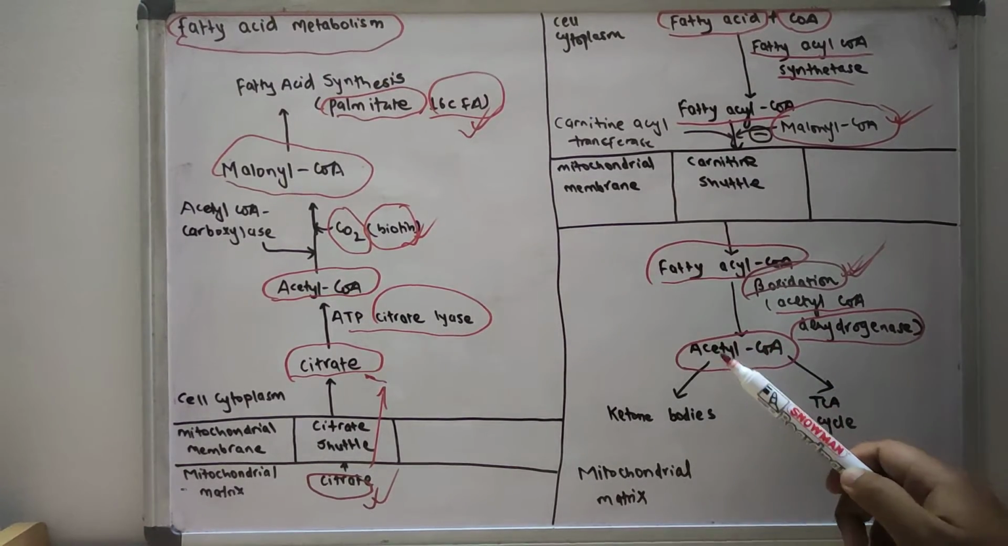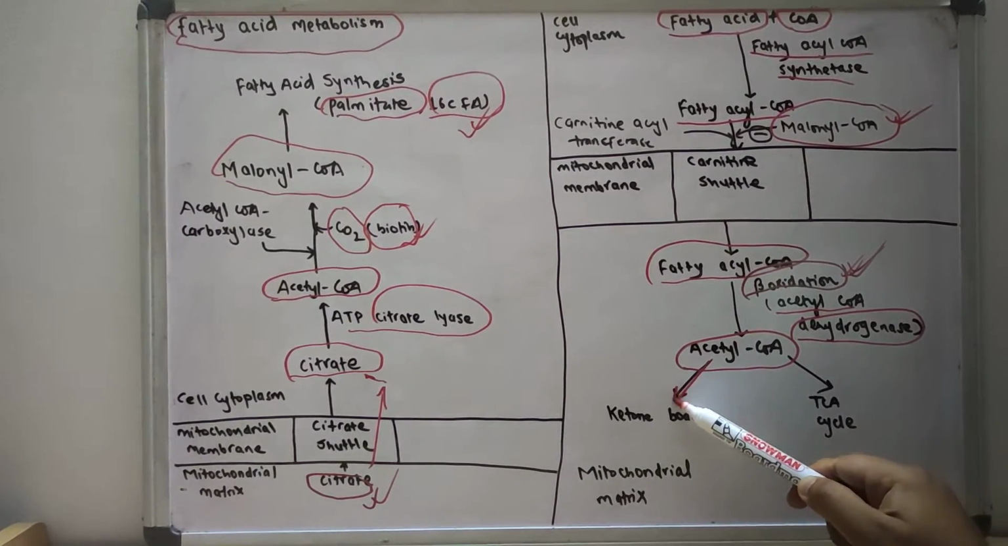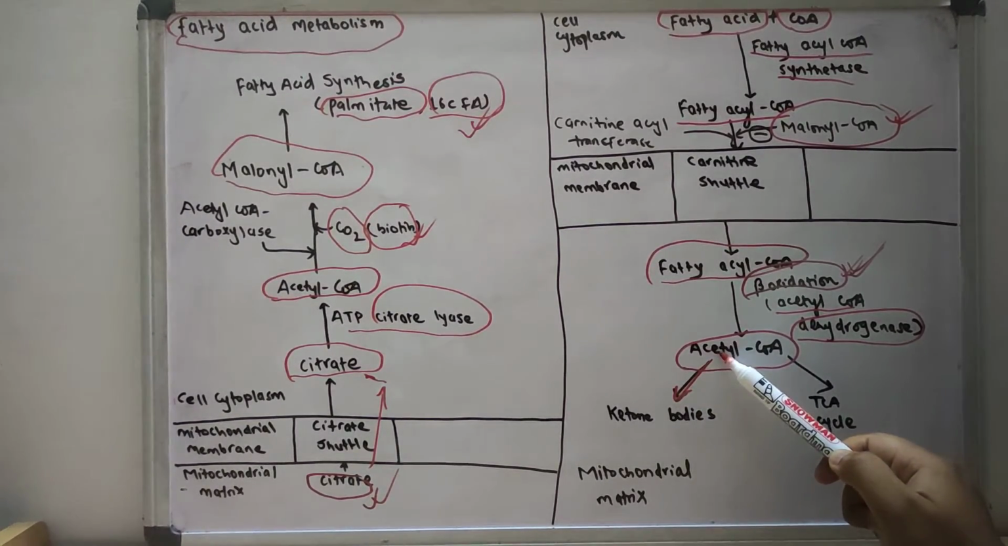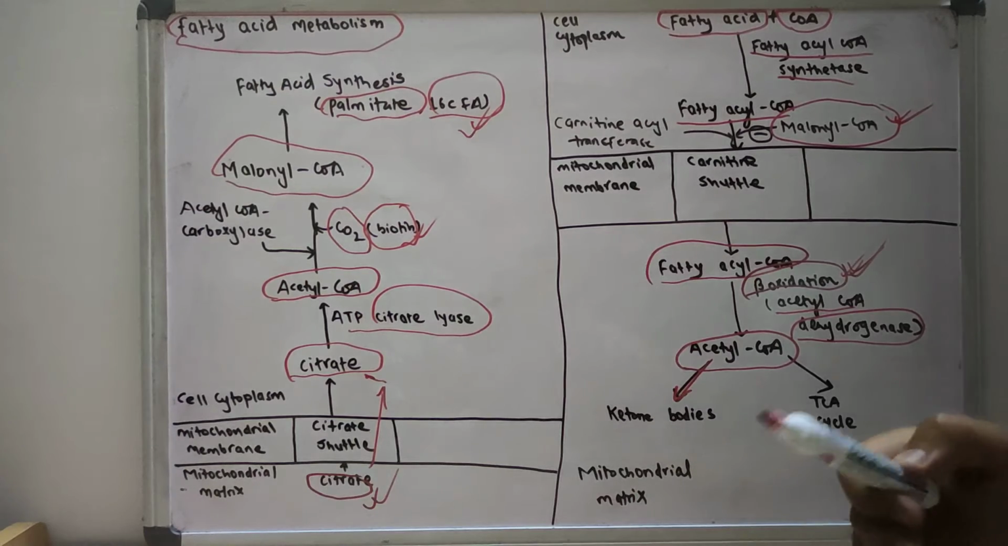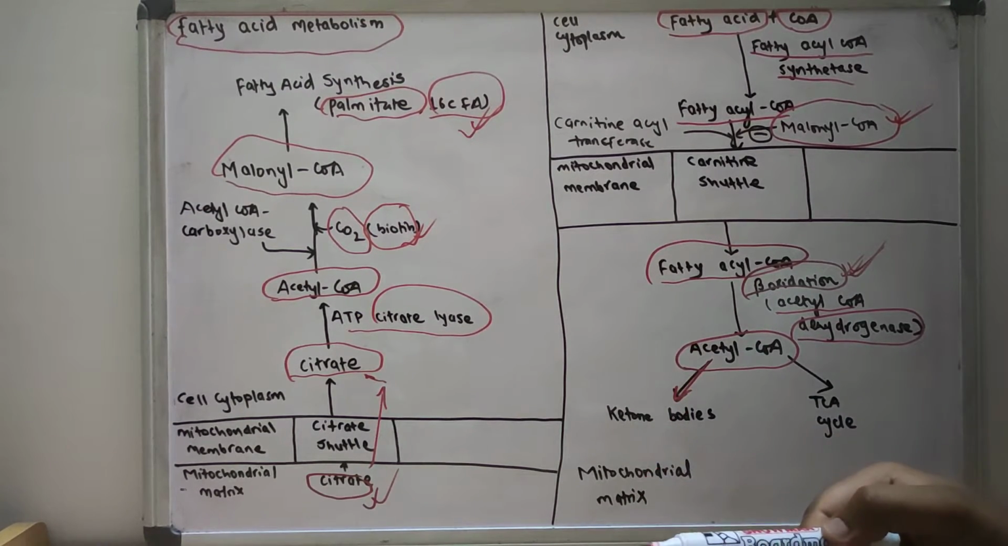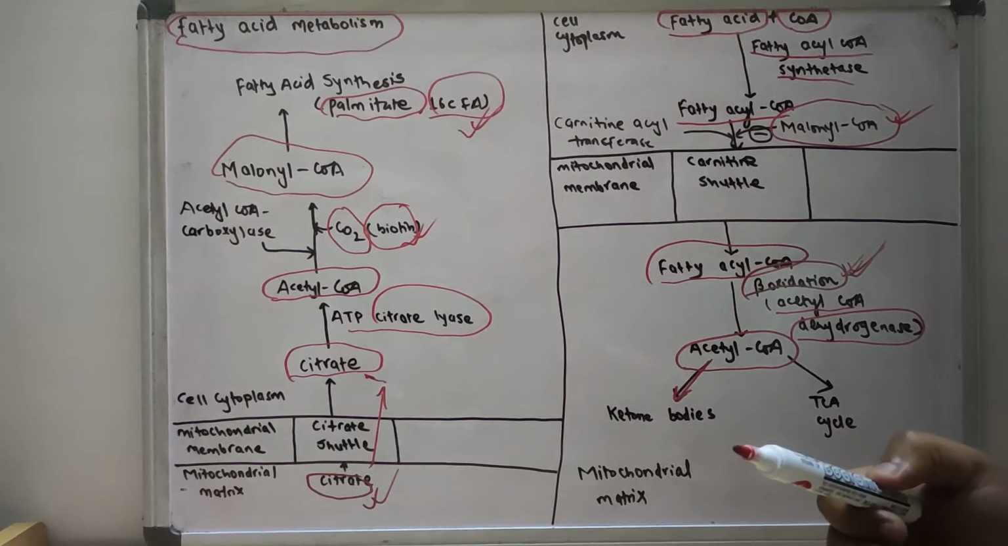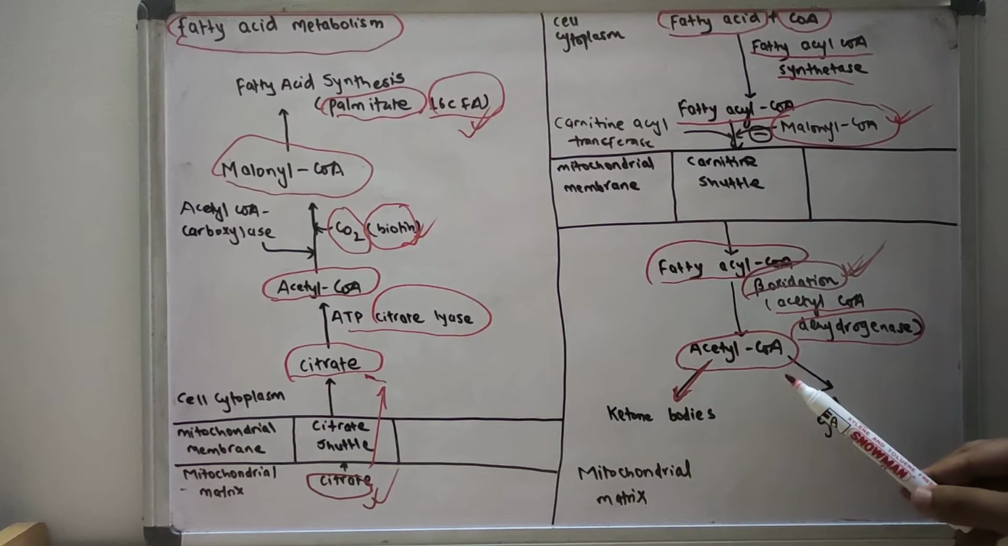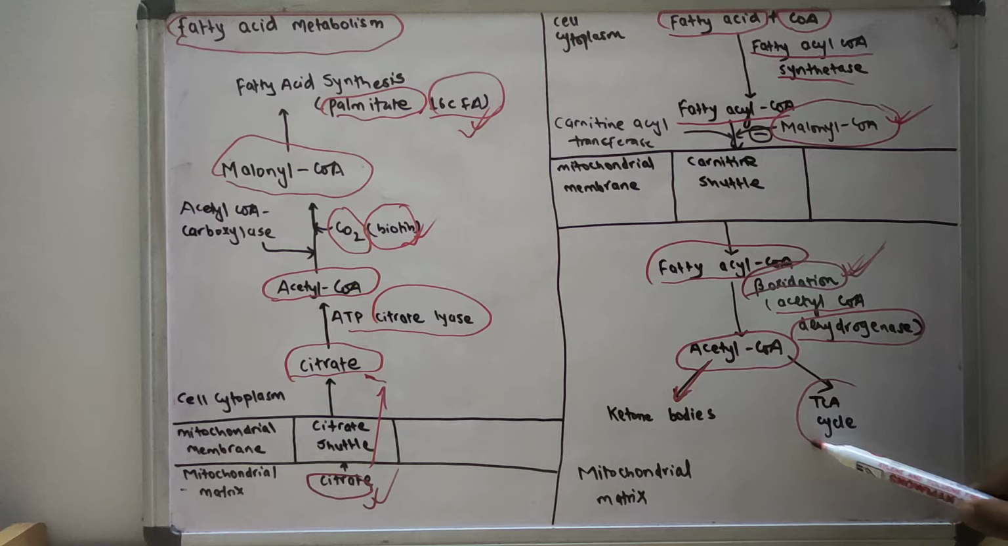And the acetyl coenzyme A is eventually converted into ketone bodies. In the conversion of acetyl coenzyme A to ketone bodies, there are various steps in between. Various processes of ketogenesis are present that we will also discuss in the next video. And the acetyl coenzyme A is transported to the TCA cycle for further metabolism. So this all occurs in the mitochondrial matrix.